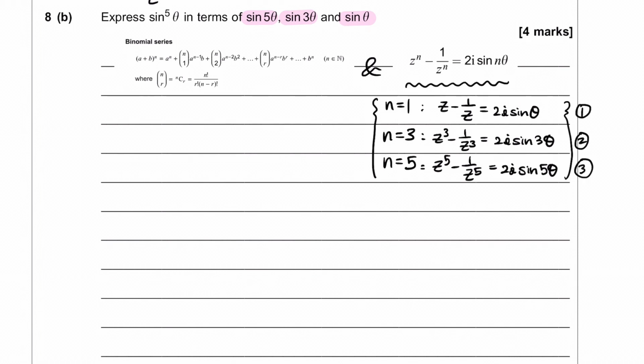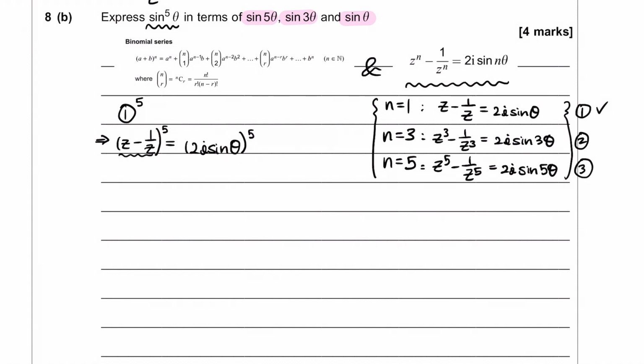Now the question is asking you to raise your sine theta to the power of 5. So it's using sine theta, so we're going to use equation 1 here. So let's raise our equation to the power of 5. The left hand side becomes (z minus 1 over z) to the power of 5, and the right hand side becomes (2i sine theta) to the power of 5.